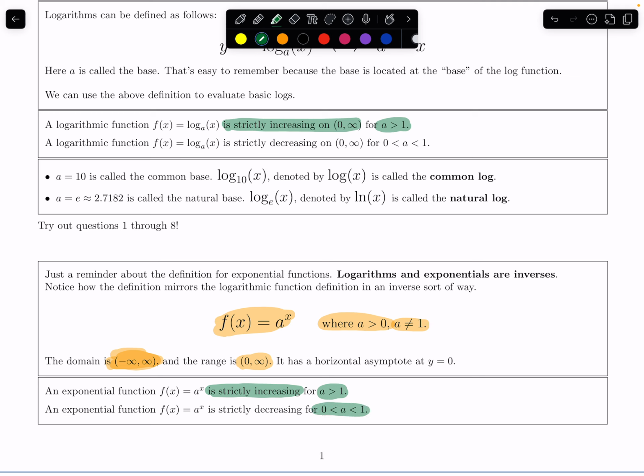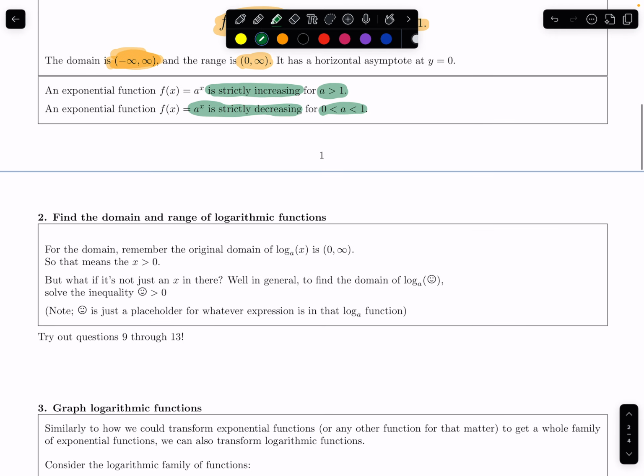And when a is between 0 and 1, so positive fraction basically, right? Positive fraction less than 1. And same thing for here, positive fraction less than 1. Then both of these functions are strictly decreasing. So that applies for both of them. So just kind of want to point that out to you. Okay, let's move on to the next topic.